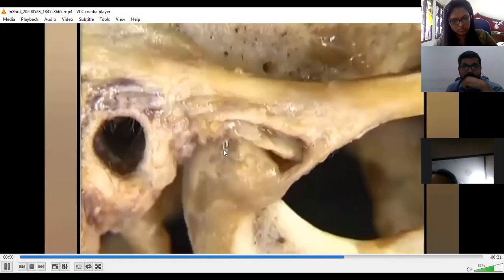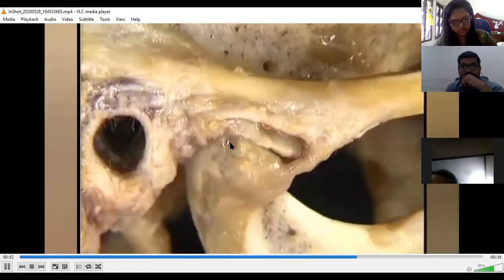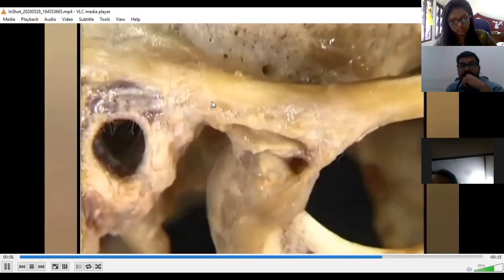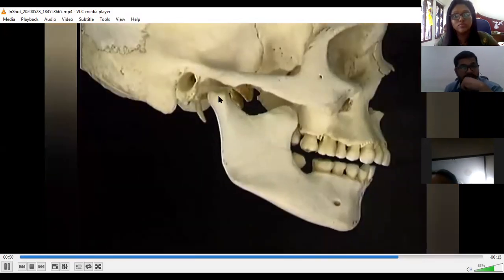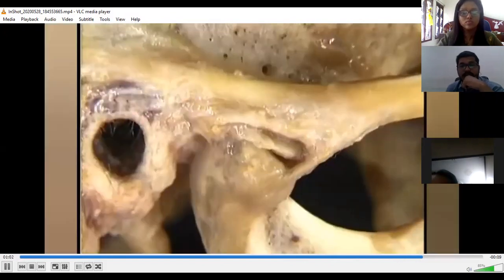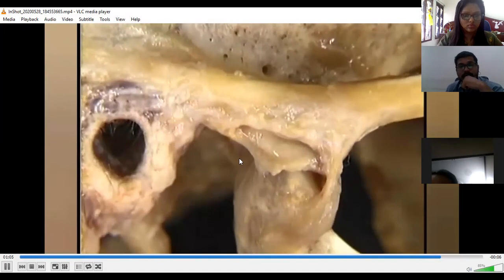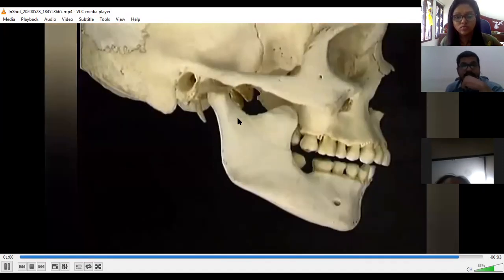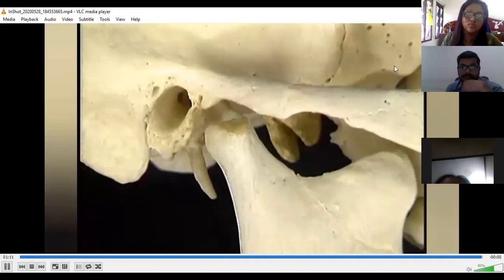See, when the patient opens the mouth, the mandibular condyle and the disc will move together. It's not that the disc is staying there and the condyle is not staying. Both the articular disc and the mandibular condyle will move together. This is how your normal joint works.